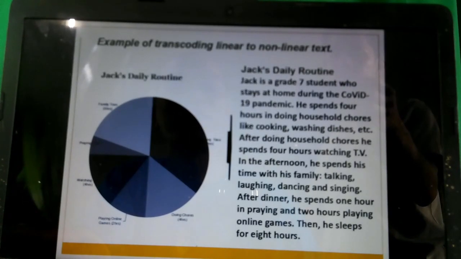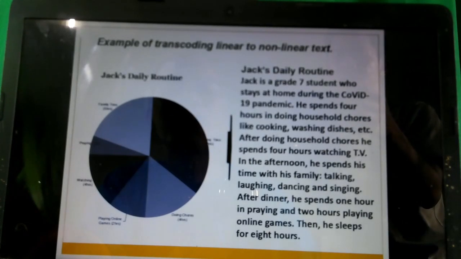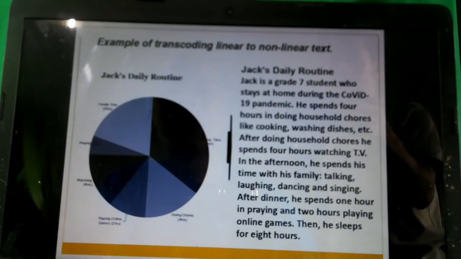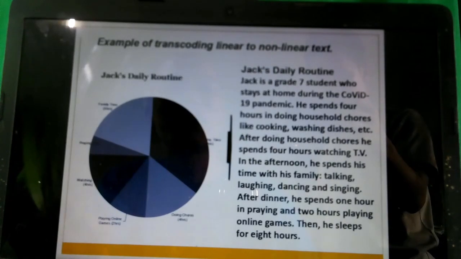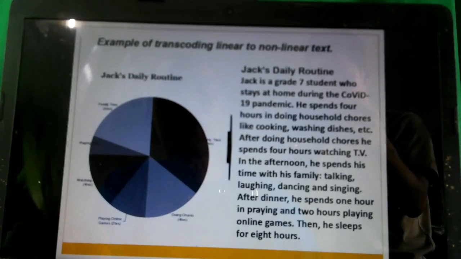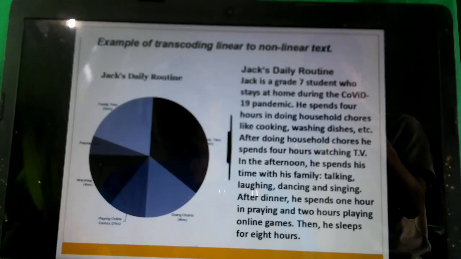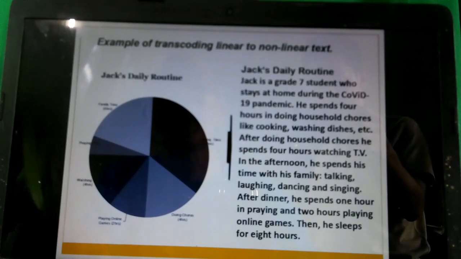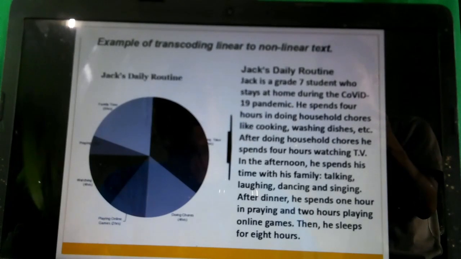He spends 4 hours in doing household chores like cooking, washing dishes, etc. After doing household chores, he spends 4 hours watching TV. In the afternoon, he spends his time with his family, talking, laughing, dancing, and singing. After dinner, he spends 1 hour in praying and 2 hours playing online games. Then he sleeps for 8 hours. He spends 24 hours in a day.